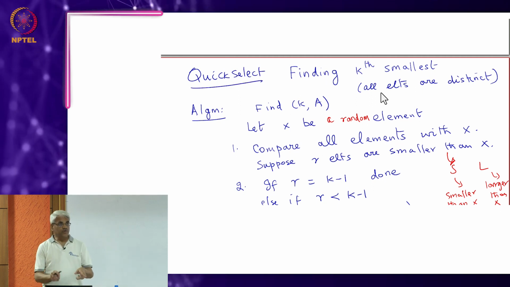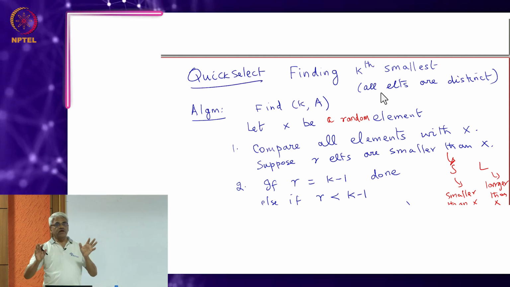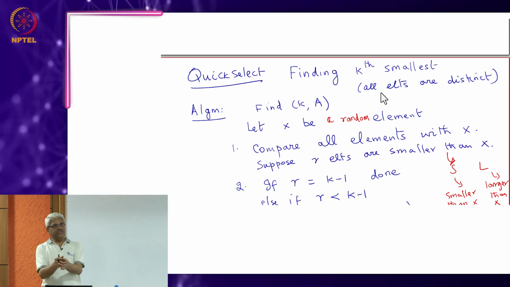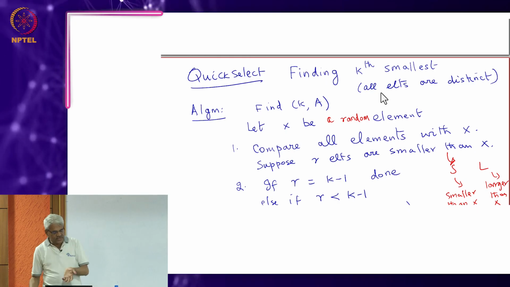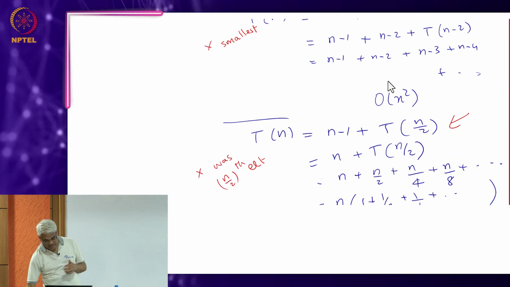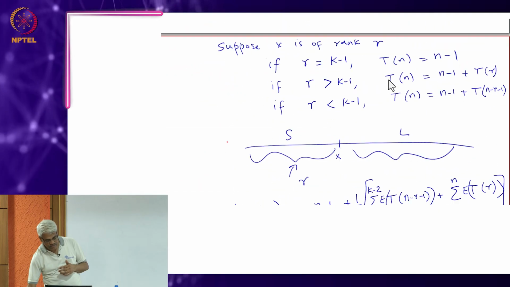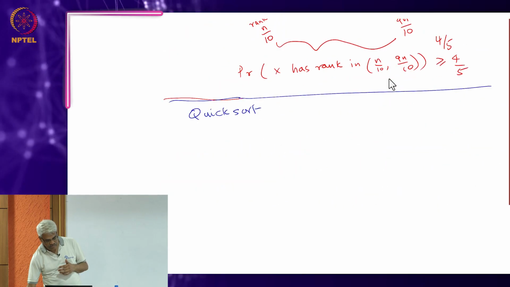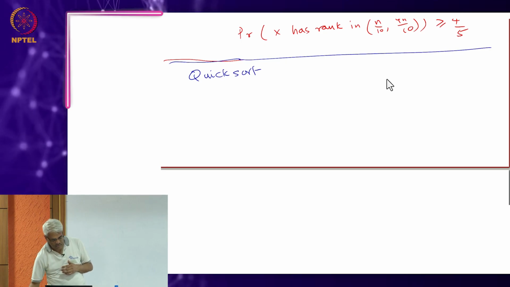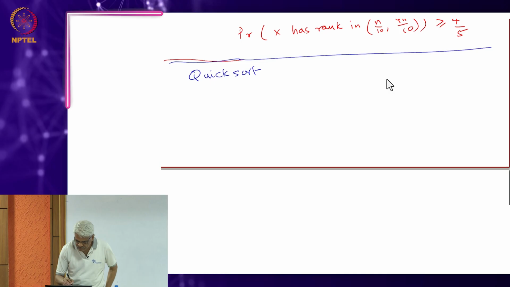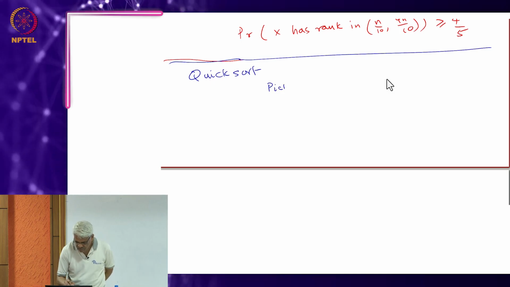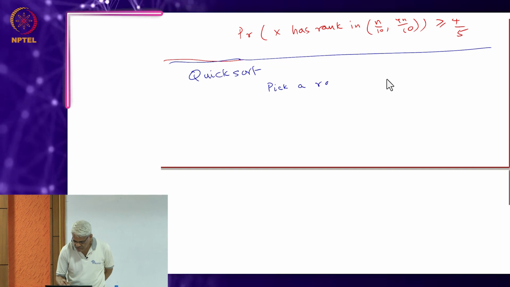The big difference between Quickselect and Quicksort is that in Quicksort you will recurse on both sides. In Quickselect, you are just going to recurse on one side. Okay, that's why it's linear, whereas Quicksort will be n log n on the average. So the algorithm: pick a random pivot again.